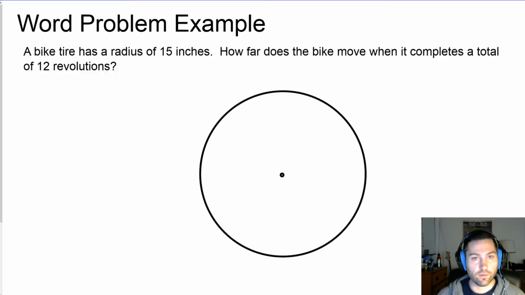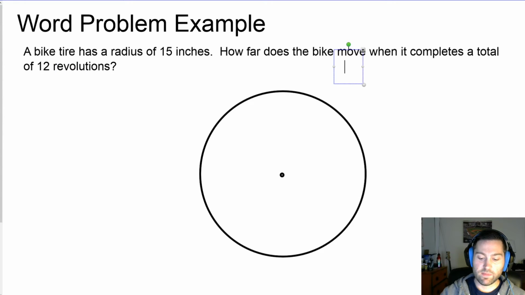Okay, so let's take another look at an example here. A bike tire has a radius of 15 inches. How far does the bike move when it completes a total of 12 revolutions? Okay, so we're trying to figure out how far it goes when it completes a total of 12 revolutions.